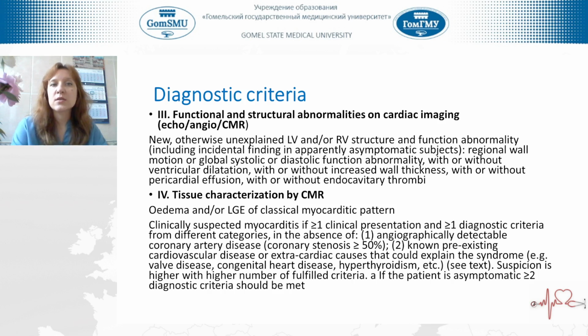Next, functional and structural abnormalities on cardiac imaging. Echocardiography, CMR: new or otherwise unexplained left ventricular and right ventricular structural and functional abnormalities. Regional wall motion or global systolic or diastolic functional abnormality, with or without ventricular dilatation, with or without increased wall thickness, with or without pericardial effusion, with or without endocardial thrombi.